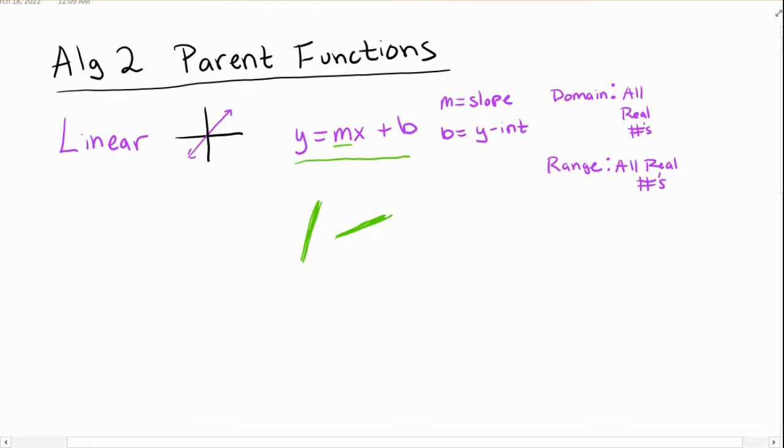So that's kind of like the vertical stretch or compression, whereas the b value would shift that line up or down. So instead of it being, let's say, through the origin, it would go through y-intercept of 5 or y-intercept of -5. So those are kind of like the transformations. I also just quickly want to talk about the domain and range of a linear function is always going to be all real numbers because it goes on forever to the left and to the right, which is our domain, and it goes on forever up and down, which is our range.